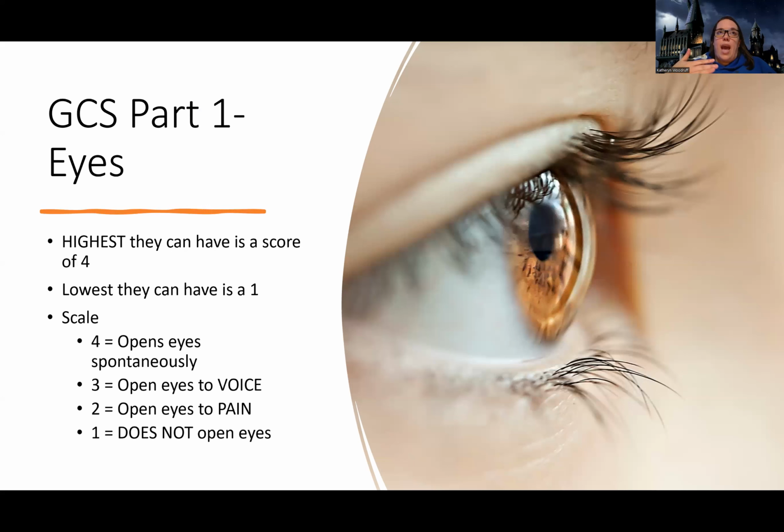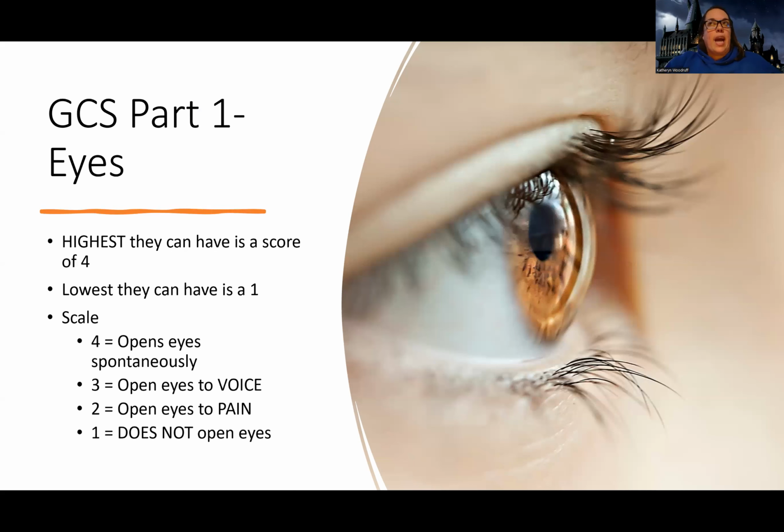Now, let's say they don't respond to the tap, then I'll try a pinch on the hand. The most stimulating would be something like the trapezius pinch, where I pinch the muscle here, the sternal rub, or the supraorbital notch, which we'll talk more about, where you can put pressure. That would all be under 2. The lowest score would be a 1, which means they do not open their eyes. It doesn't matter what I do, they are not opening their eyes. Sometimes there are other reasons someone could be like this. They could be sedated or have other things going on, but we always score what they are.